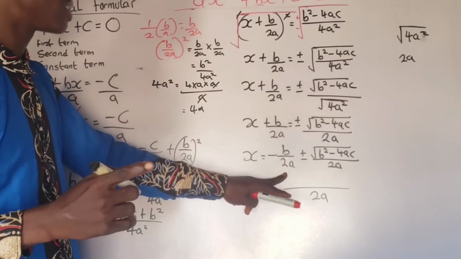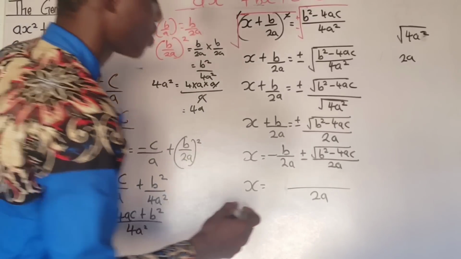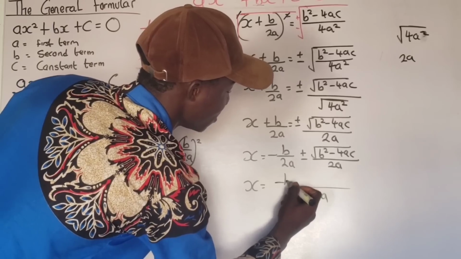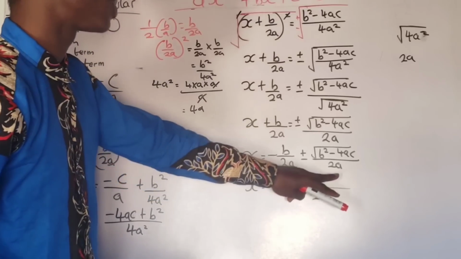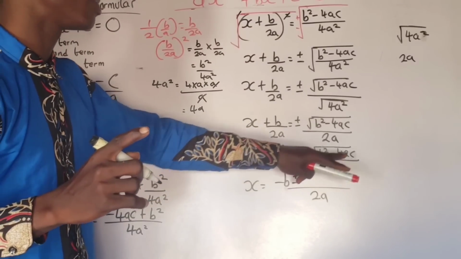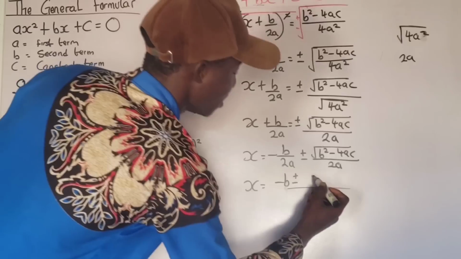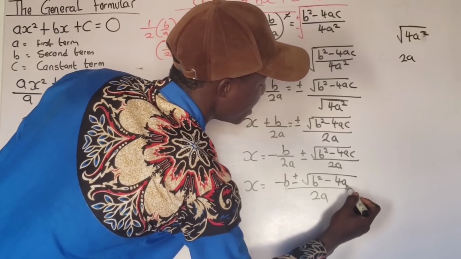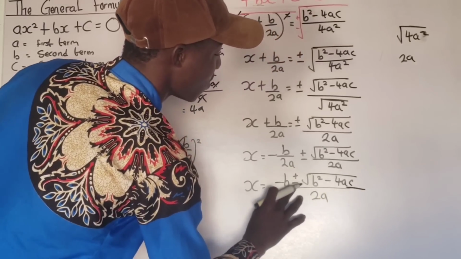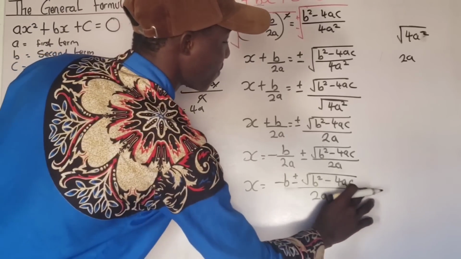That is 1. 1 times negative b is negative b. So I'm going to have negative b plus or minus, 2a divided by 2a is what? 1. 1 times square root of b squared minus 4ac is square root of b squared minus 4ac. So that is how we come about the quadratic formula.